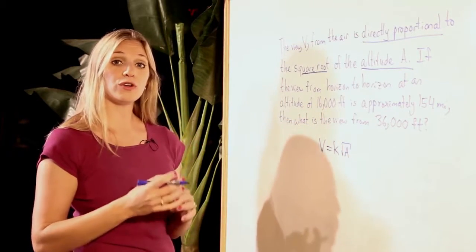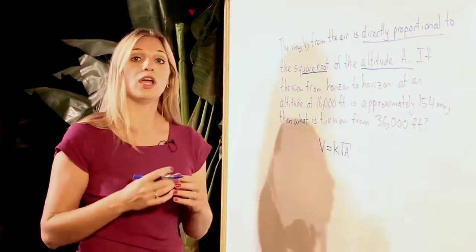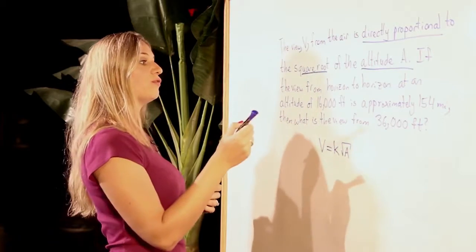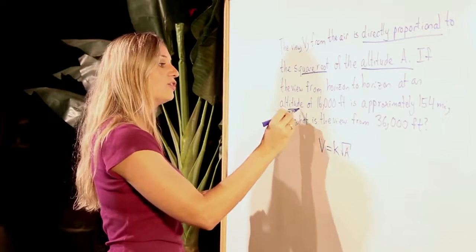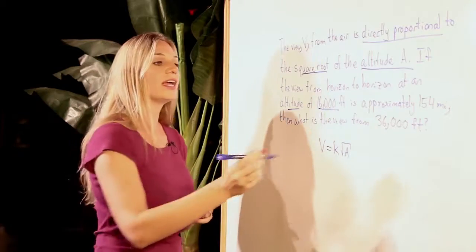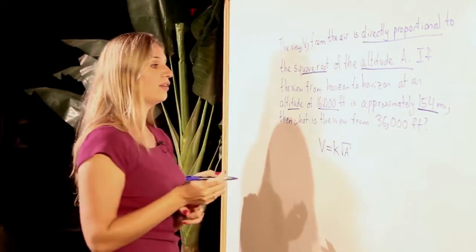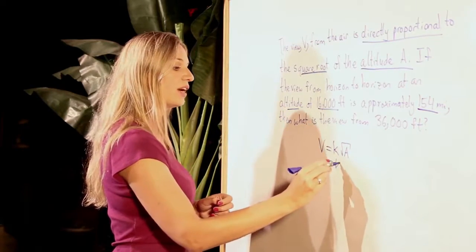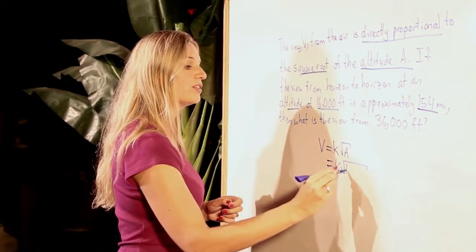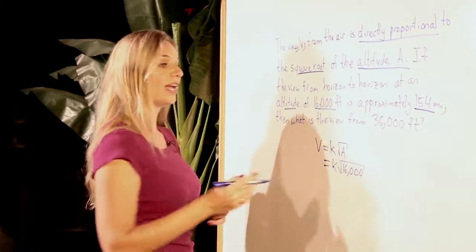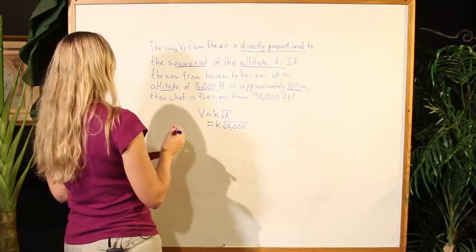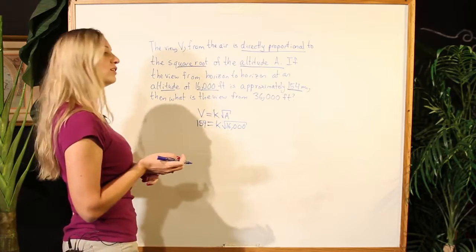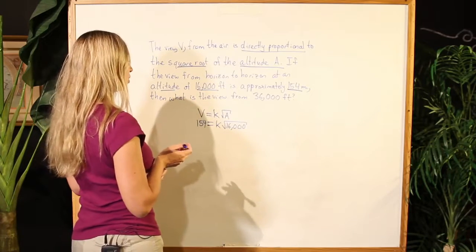Now we will use the first half of the given information in order to determine our k, our constant of variation. We are told that the view from horizon to horizon at an altitude of 16,000 feet is approximately 154 miles. Well, the altitude is represented by the 16,000 here, so we will substitute in 16,000 for the a. 154 miles, that is our v value.